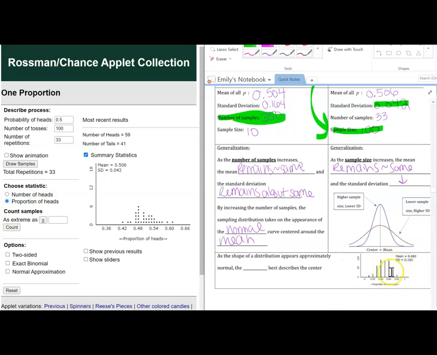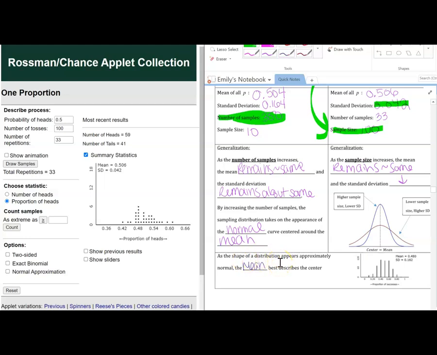So this is just a little snip of an example that I would have done in a previous year with some data, or even just a previous simulation that I snipped. As the shape of a normal distribution appears approximately normal, no matter what, our mean then is going to end up being our best center.